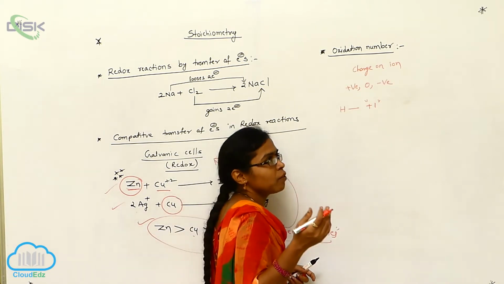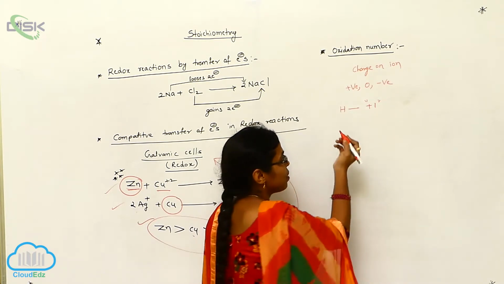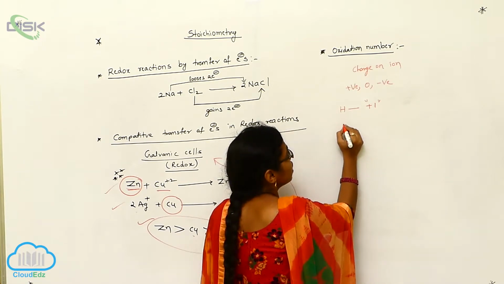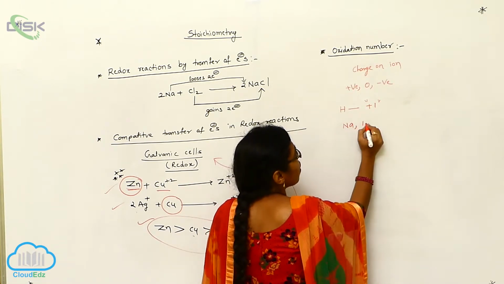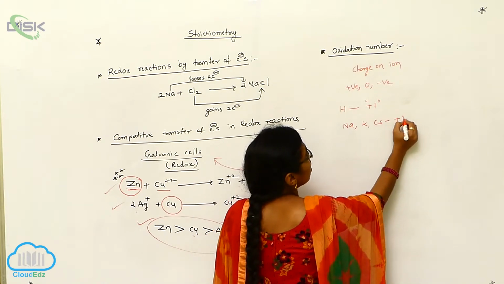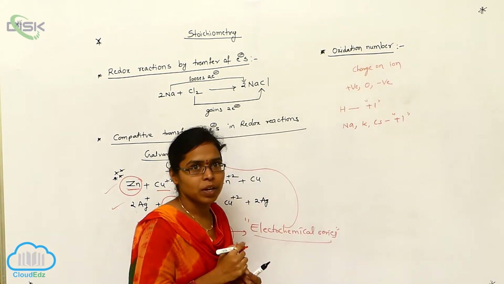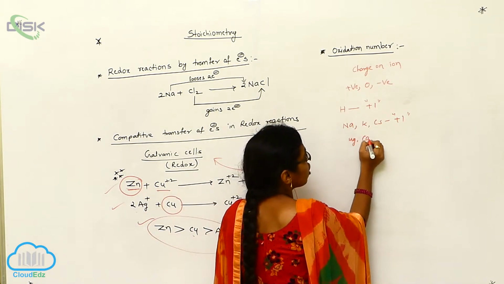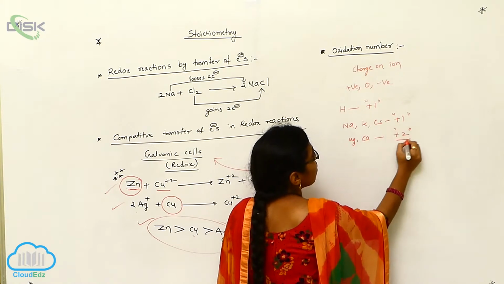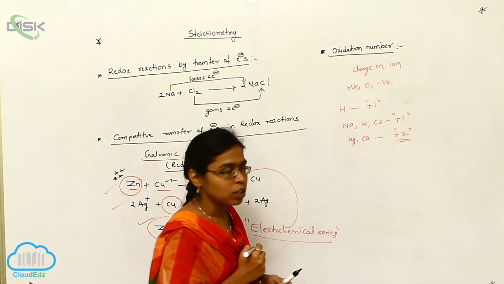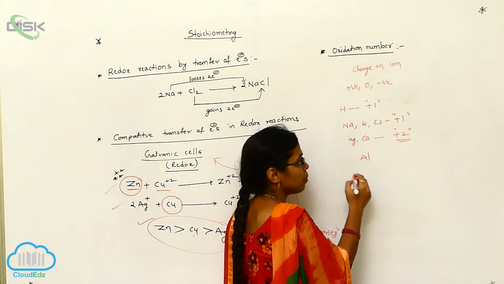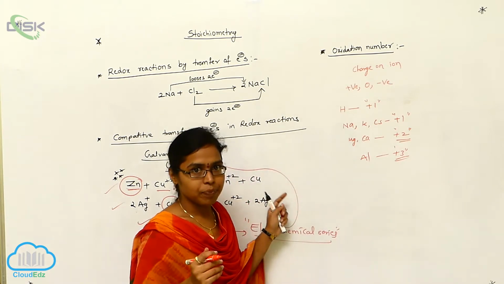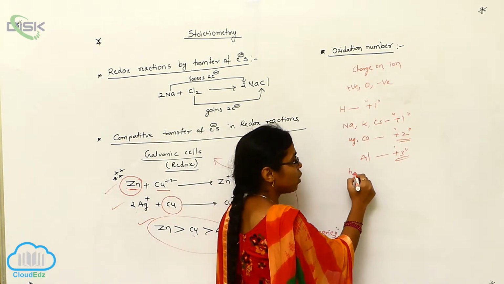Okay, for example, first A group elements are the alkali metals: sodium, potassium, cesium. These also show the +1 oxidation state. The alkali earth metals are magnesium and calcium, and those show the +2 oxidation state. In the third group, the element present is boron or aluminium, and generally it shows the +3 oxidation state.